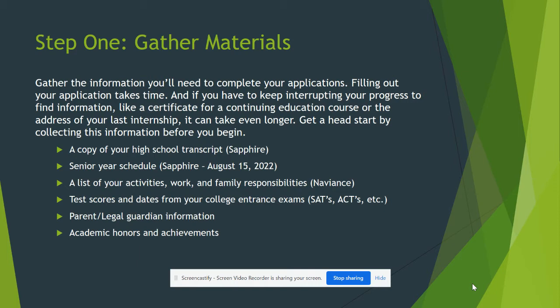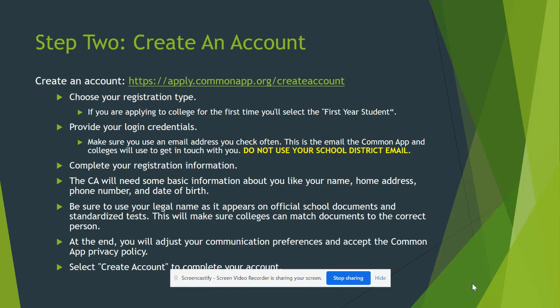You'll need test scores. No guessing here. If you decide you're not going to be applying test optional, you'll need the test scores and those dates to enter that information. Also gather parent or legal guardian information and any academic honors or achievements.